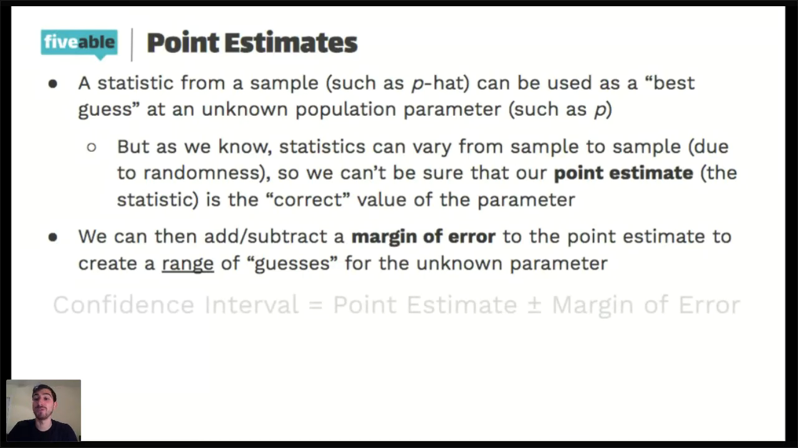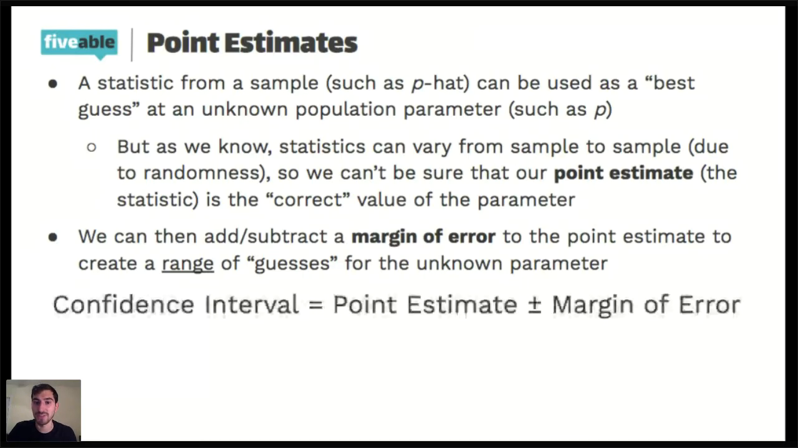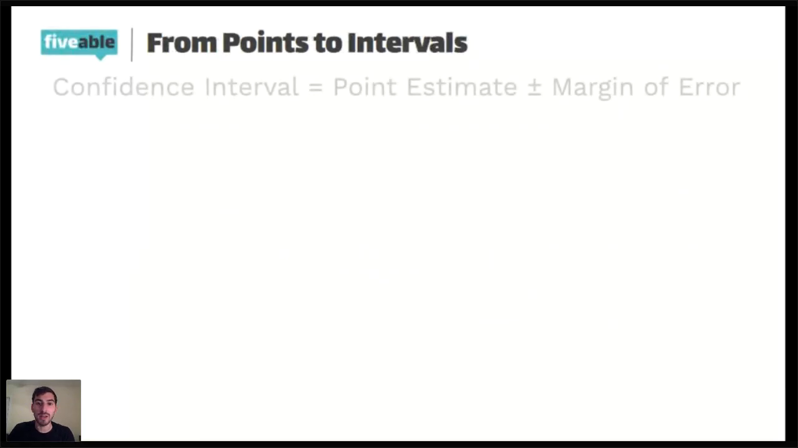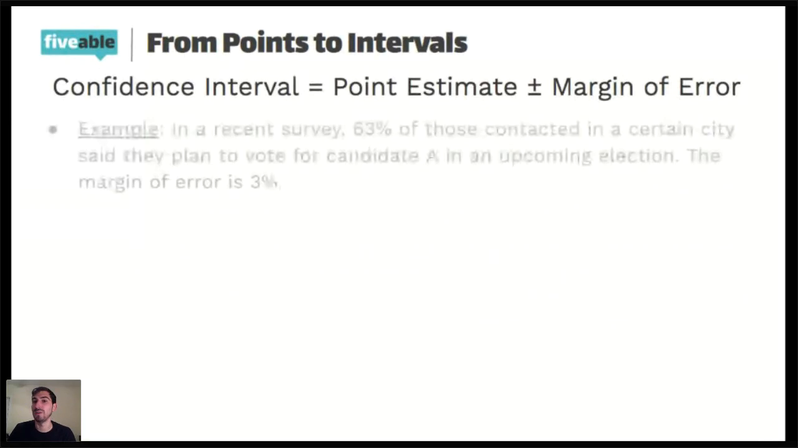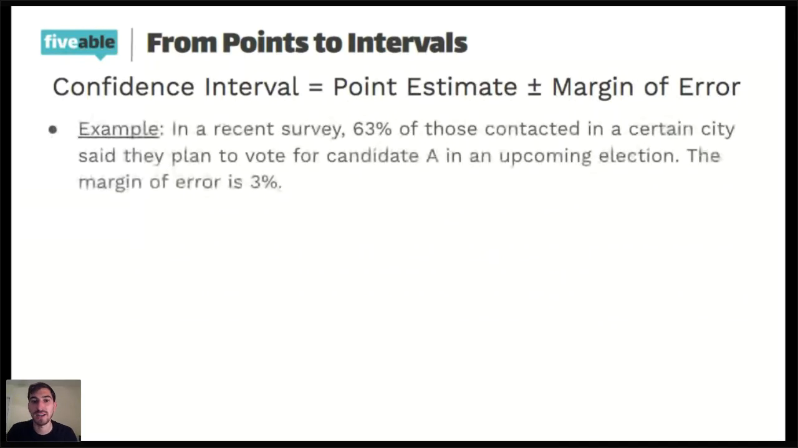And so at its most basic form, this is a confidence interval. You take a point estimate, a p-hat or an x-bar, and add and subtract a margin of error to that. We'll get into the actual calculations in a second, but this is its most basic format. And so if you see something like a recent survey, 63% of those contacted say they plan to vote for candidate A, the scenario we saw earlier, margin of error is 3%.